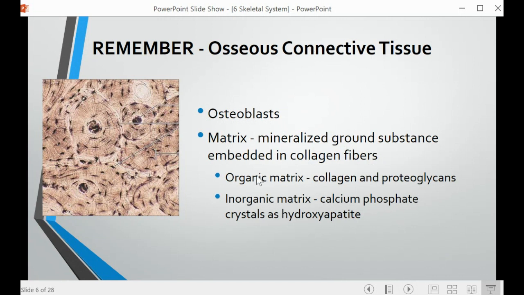Now, we have two different types of matrix happening here. We have an organic matrix and an inorganic matrix. So remember, organic means that it contains carbon, inorganic means it does not, right? And so collagen is actually an organic material, and proteoglycans. Proteoglycans, remember, they help to hold water. And then we have our inorganic matrix, which is the calcium phosphate crystals. And these calcium phosphate crystals actually harden and create this material called hydroxyapatite. Hydroxyapatite. Fun word also.